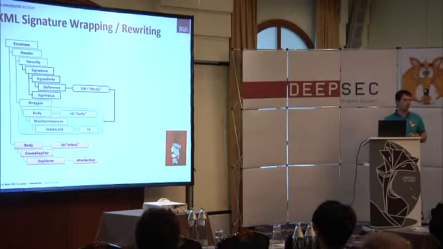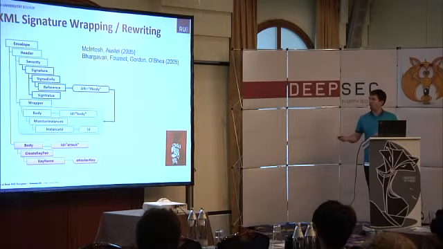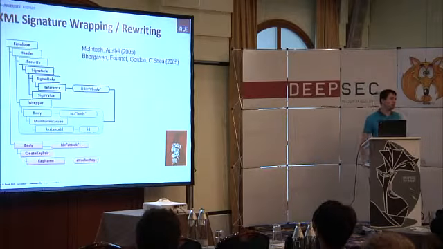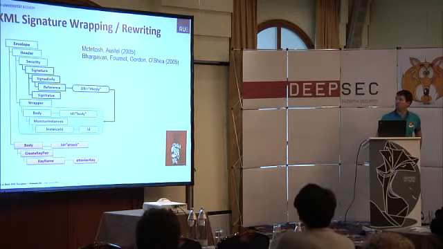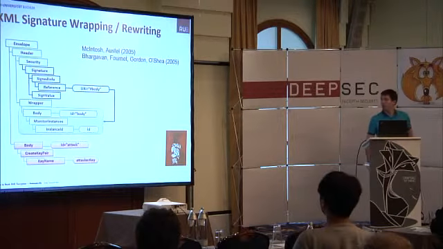So he can now modify the body element and include an arbitrary function. This is called XML signature wrapping and was actually already described in 2005 by two independent groups, by McIntosh and Austel and Bhargavan et al. So it looks to be very simple. So what is the problem?